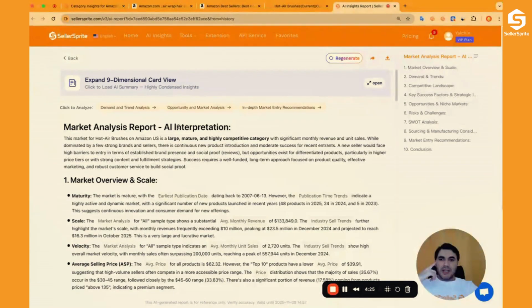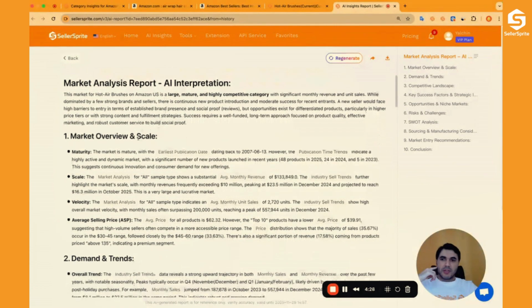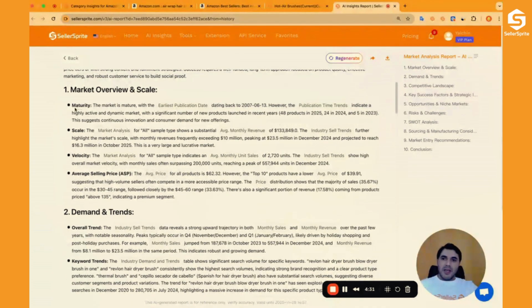Okay, the market analysis AI report: you can understand the market overview and the scale. Here we answer maturity. The market is mature, with the earliest publication date, and there are sellers since 2007, which indicates a highly active and dynamic market with a significant number of products launched in recent years.